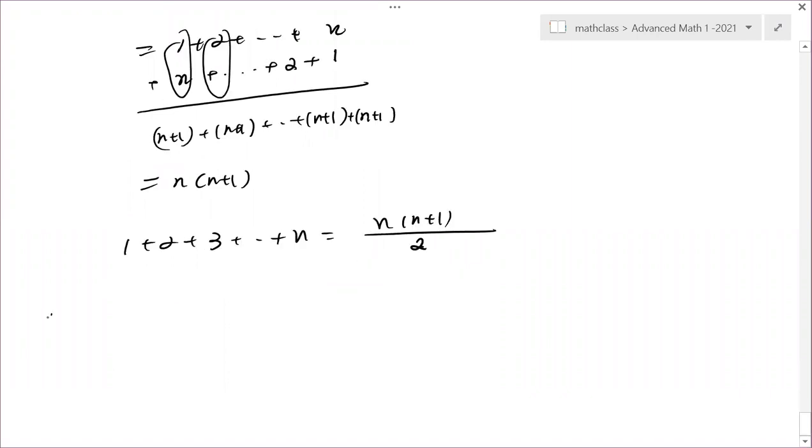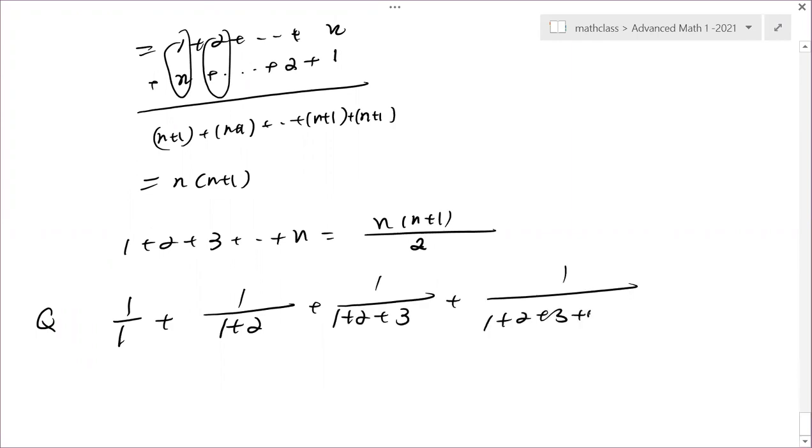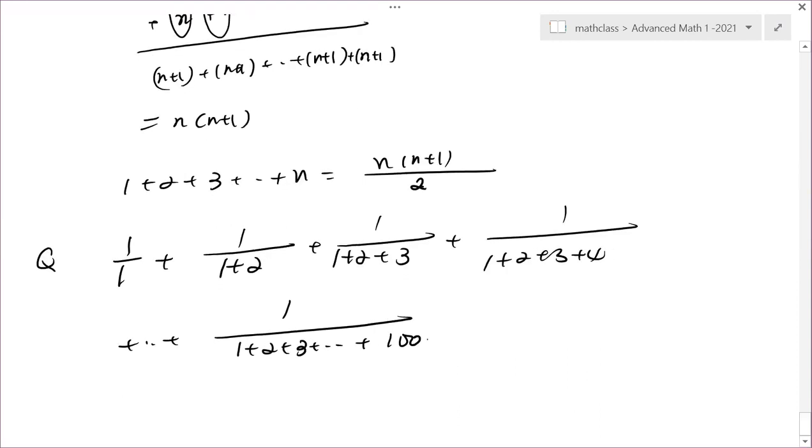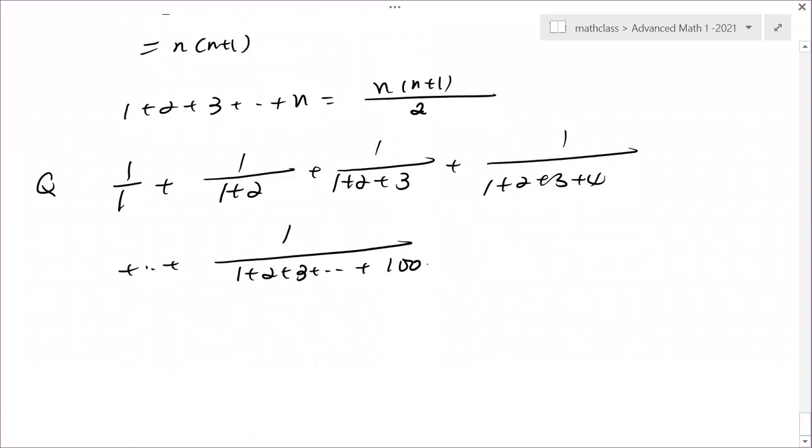Now it's time for you to try this problem. 1 over 1, 1 over 1 plus 2, 1 over 1 plus 2 plus 3, 1 over 1 plus 2 plus 3 plus 4, and keep it going. How many terms do you want? It depends. If you want to look at 100 terms, this ends up with 100. How do we figure out this problem? I'll let you try first.